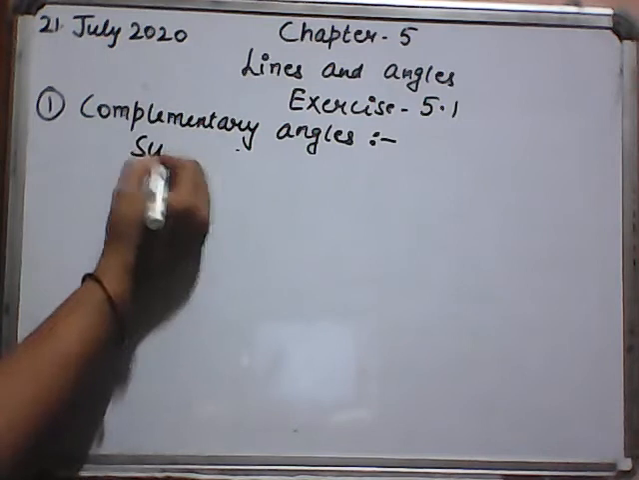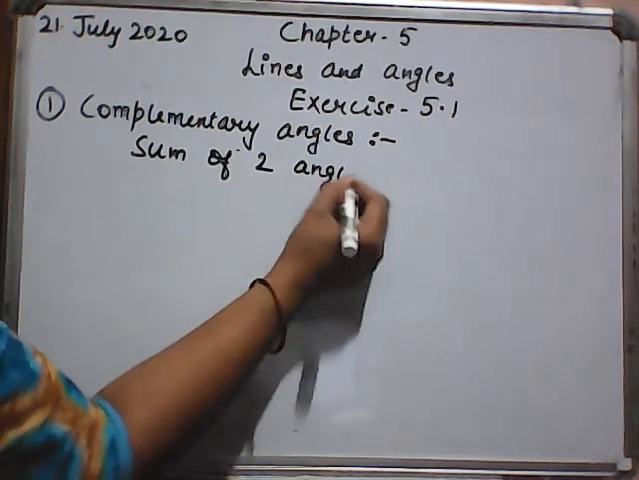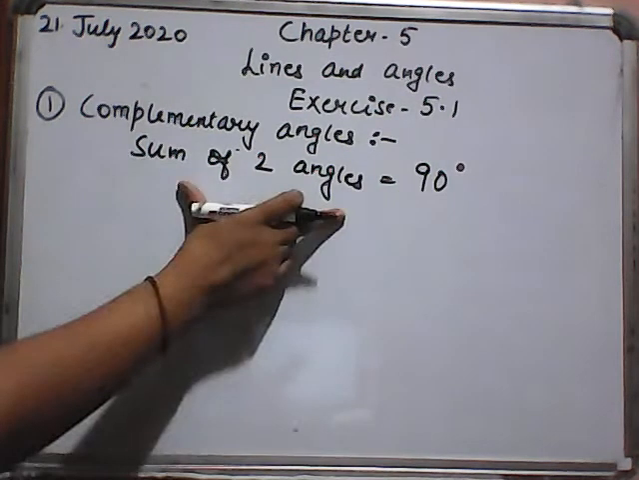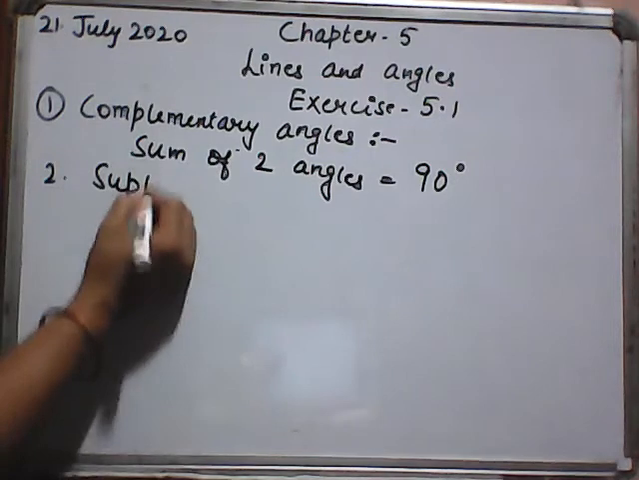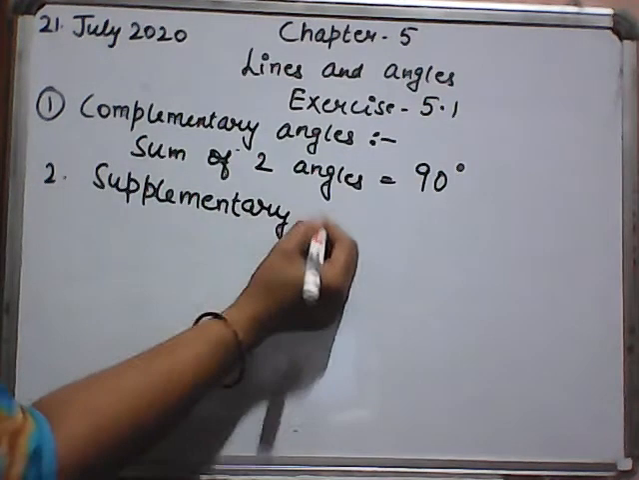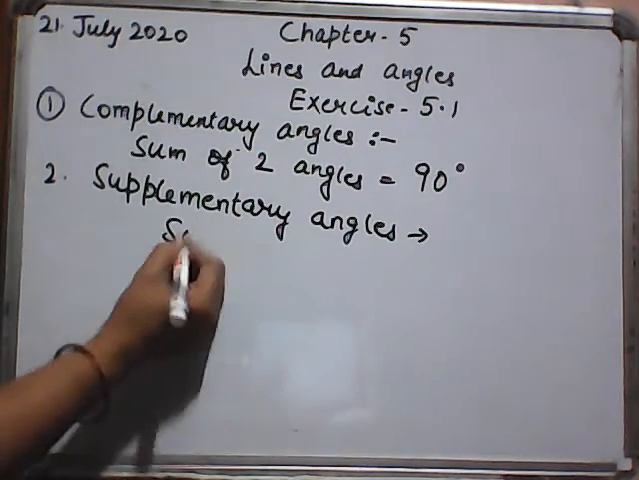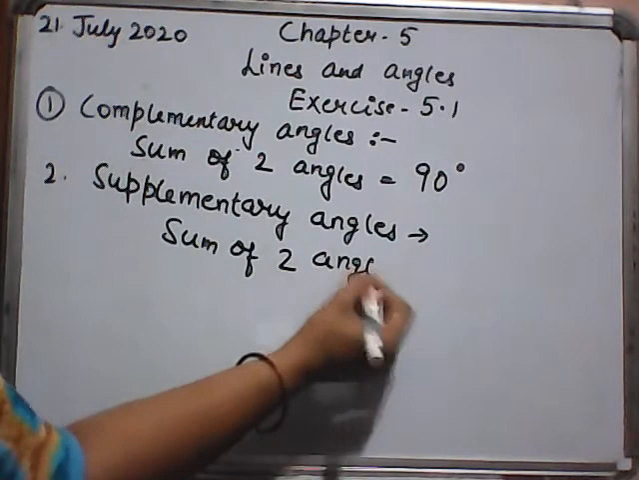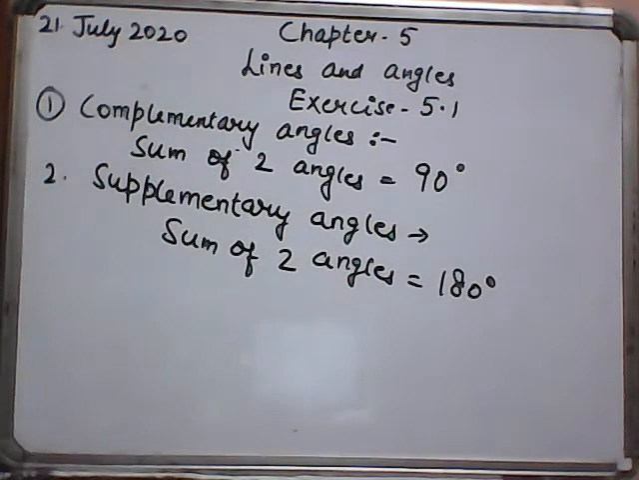If the sum of two angles is 90°, then we can say these two angles are complementary. Next one is supplementary angles. If the sum of two angles is 180°, then we can say these two angles are supplementary angles.